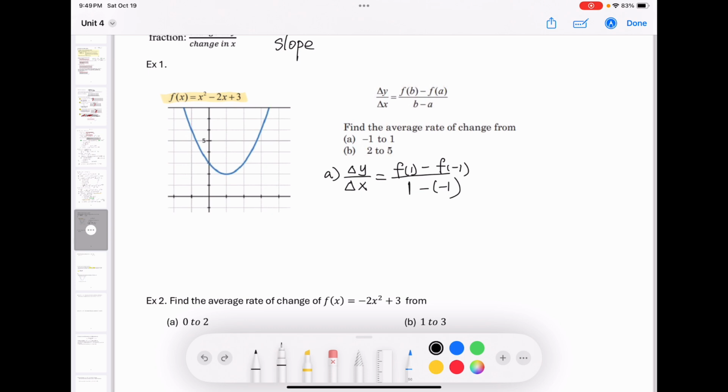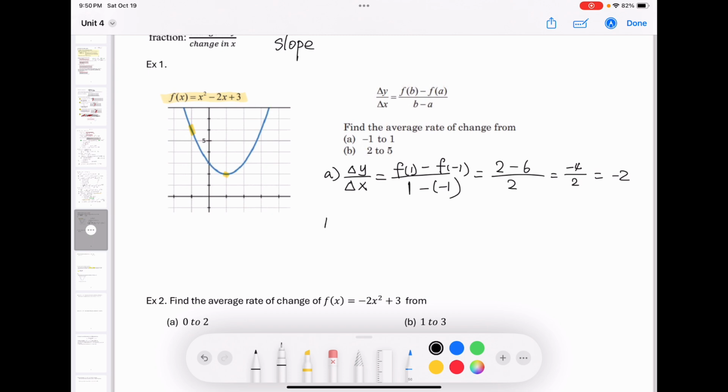Okay, that is equal to f of 1 minus f of -1. We can use the image to decide f of 1. In the image, f of 1's y value is 2. We can put the 2 here. Minus f of -1. So -1 is the point here, and the y value is 6. Minus 6, all divided by 1 plus 1, which is 2. So on the top we have -4, the bottom is 2. So -2.